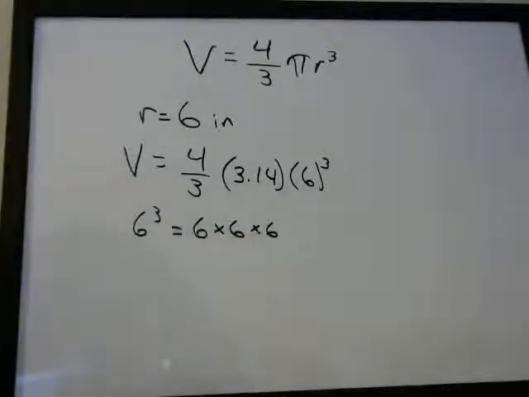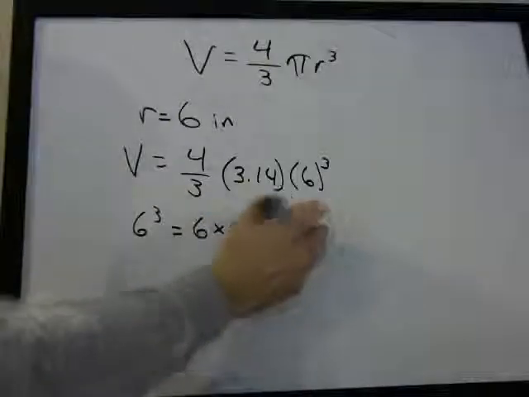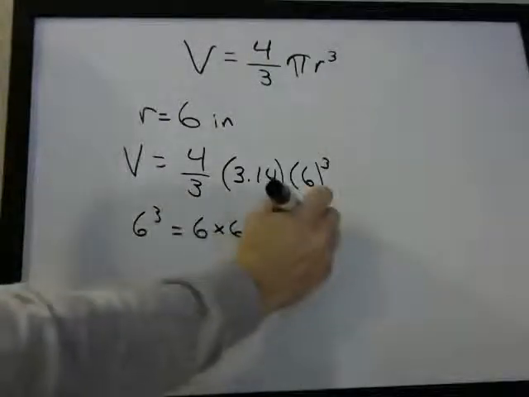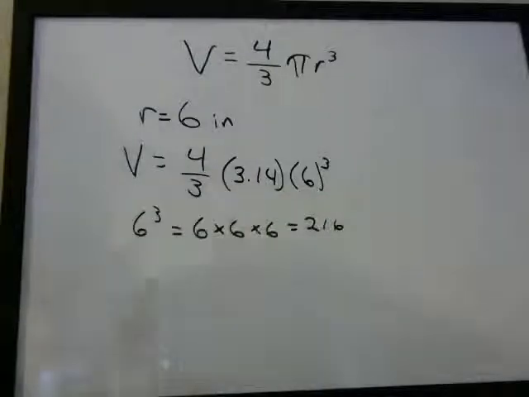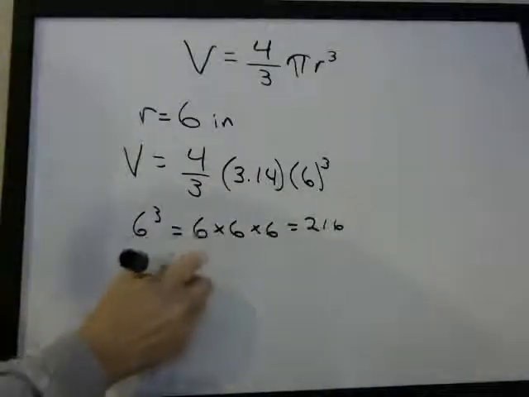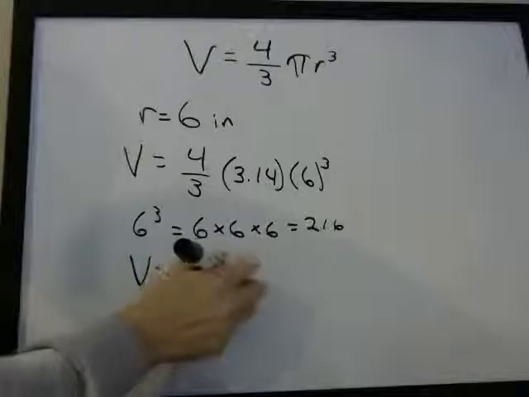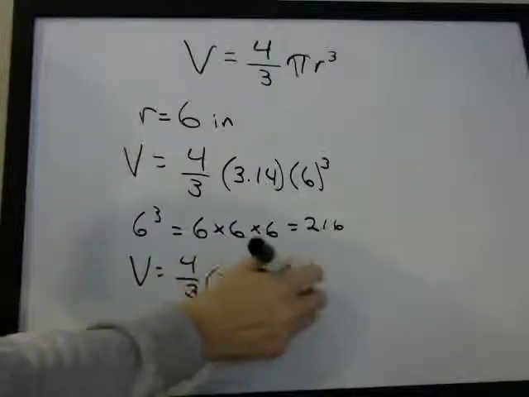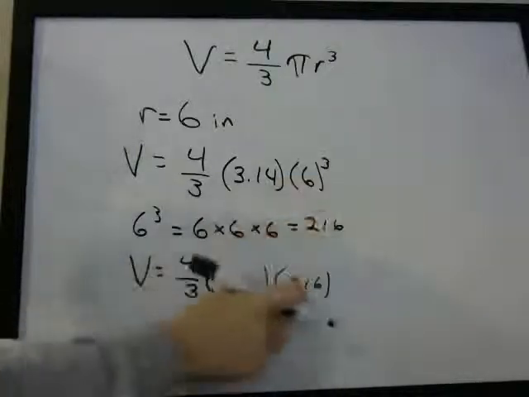So what is 6 cubed? You just plug that in your calculator. 6 times 6 times 6, you're going to get 216. So the volume is 4/3 times 3.14 times 216, because 6 cubed is 216.